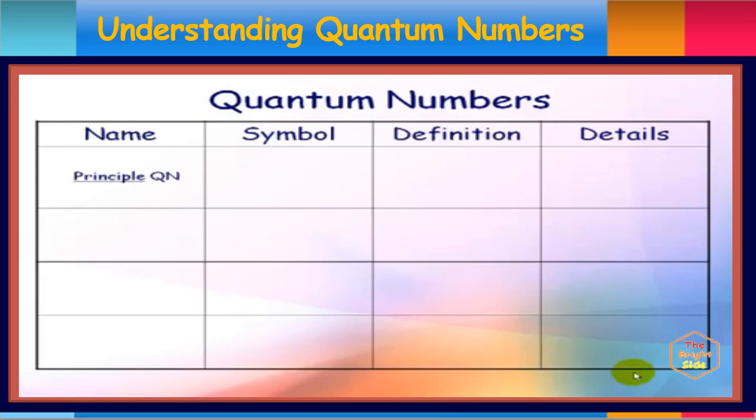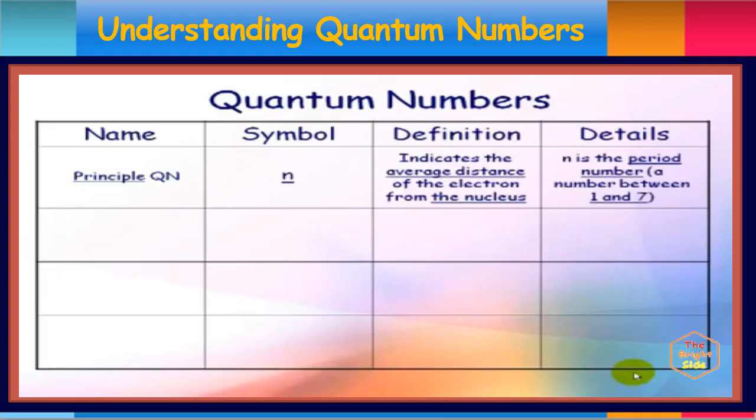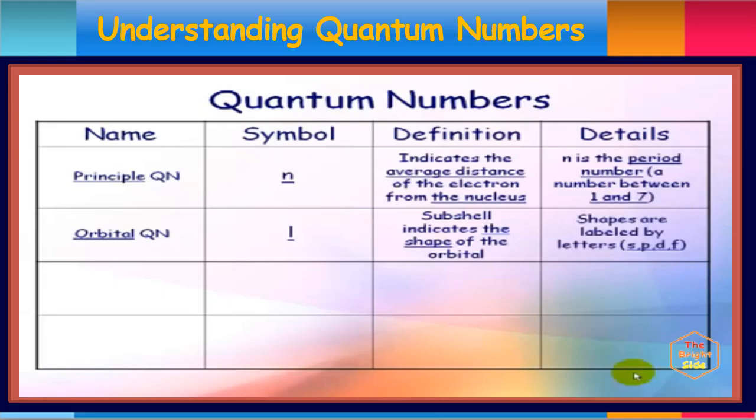The first quantum number is called the principal quantum number. It is symbolized with the letter N. And the principal quantum number indicates the average distance of the electron from the nucleus. N is the period number, so it will be a number between 1 and 7. The next quantum number is the orbital quantum number. It is symbolized with the letter L. This is the subshell, and it indicates the shape of the orbital. The shapes are labeled by letters S, P, D, and F.